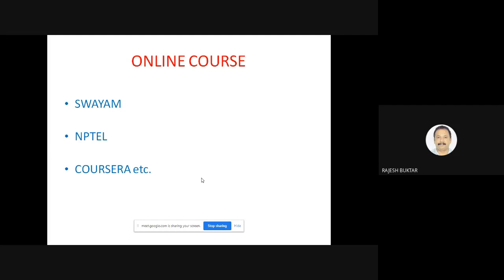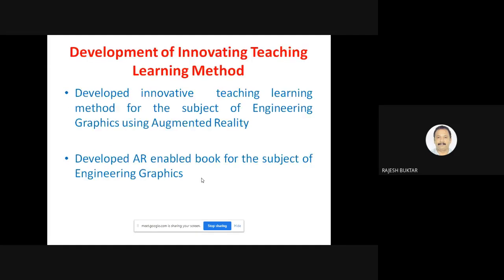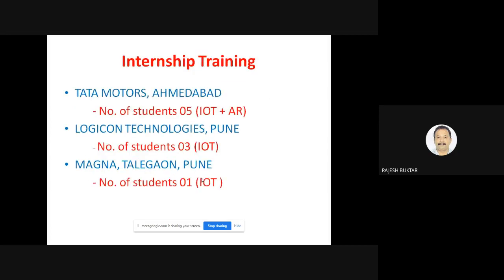You can sensitize and motivate your faculties to do online courses on Swayam, NPTEL, Coursera. Coursera right now has offered free courses to students of all universities, wherein many faculties have done 30 to 35 courses on Coursera. That was a big part of learning during the lockdown. So developing innovative teaching and learning was part and parcel of that.